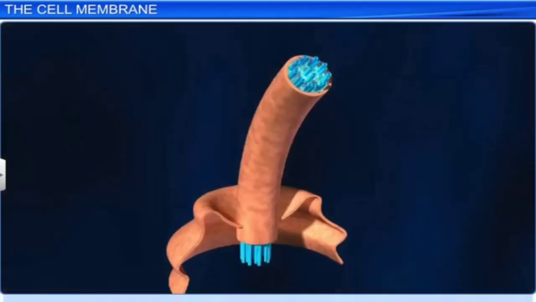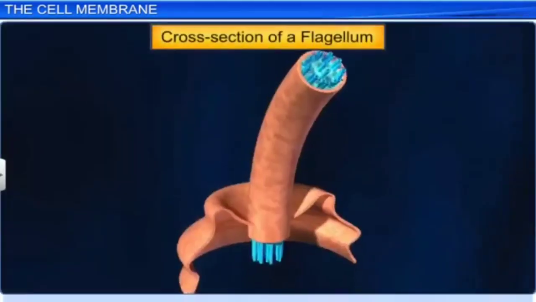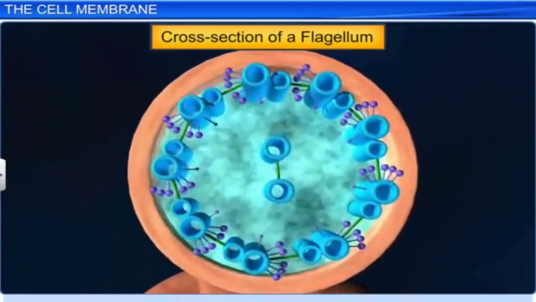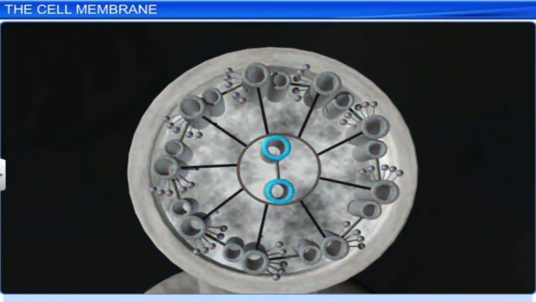Two microtubules join to form a doublet. If we observe a cross-section of the axoneme, we will see 9 pairs of radially arranged peripheral doublets and a pair of centrally located microtubules which are interconnected by a bridge. Such an arrangement of axonemal microtubules is known as the 9+2 array.